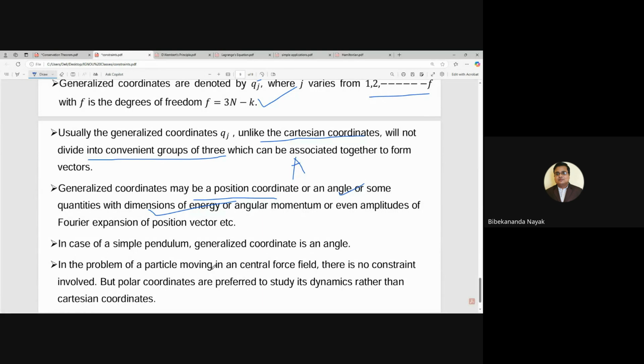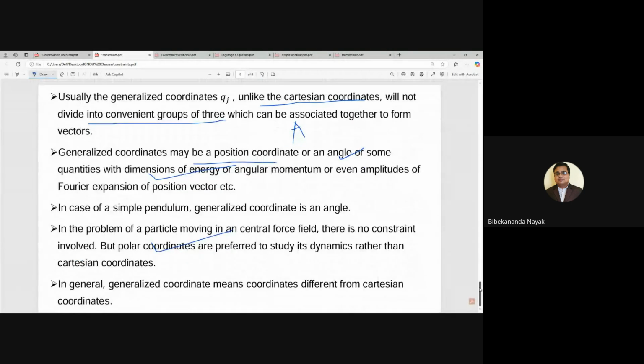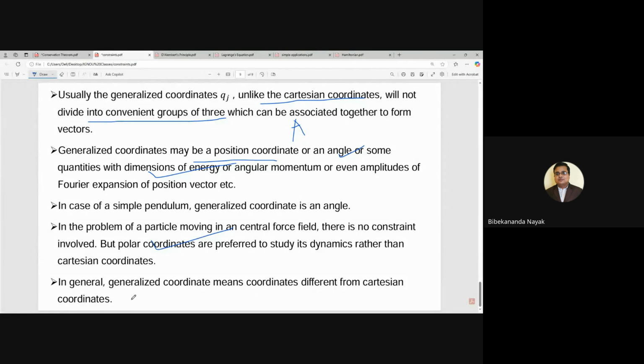In the problem of a particle moving in a central force field, there is no constraint, but we use polar coordinates. What I have told already. So this is our generalized coordinate. In general, generalized coordinate means a coordinate different from Cartesian coordinates. But sometimes Cartesian coordinates also come under generalized coordinates. It is generalized, but the term is used as different from Cartesian. Okay? These are the properties of generalized coordinates.